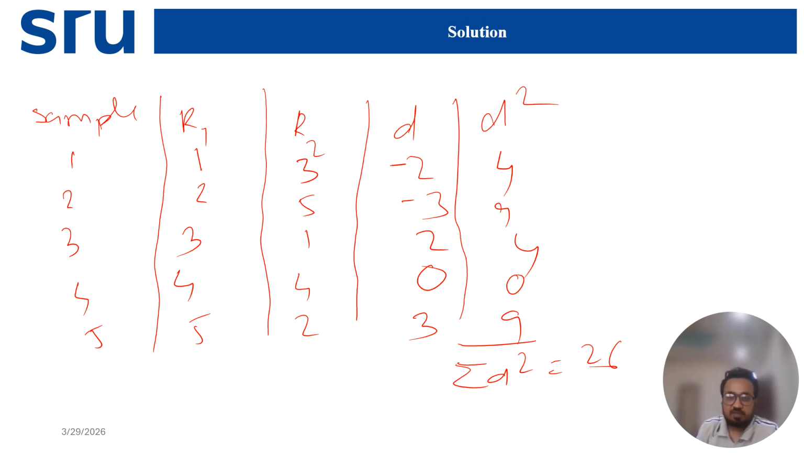Here we can say 1 minus 3 is minus 2, 2 minus 5 is minus 3, 3 minus 1 is 2, 4 minus 4 is 0, 5 minus 2 is 3. 2 square is 4, 3 square is 9, 2 square is 4, 0, 3 square is 9. Adding: 4, 9, 13, 17, and this is 26.